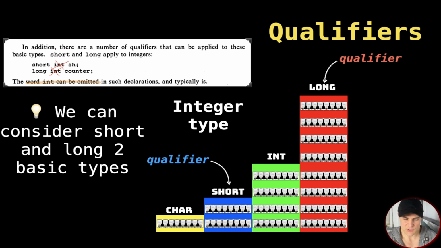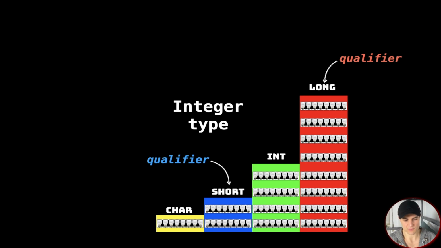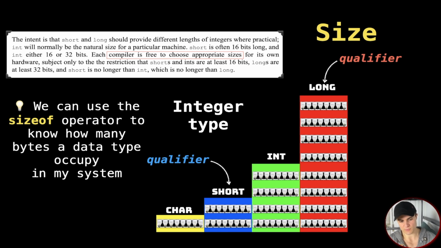Cool. Now, these data types are not always 1, 2, 4, and 8 bytes. For example, let me explain. As we can read from the book, the size of a data type is hardware dependent. What does it mean? Well, depending on the machine, the size can change. 99% an integer is going to be always 4 bytes, but it's compiler dependent.